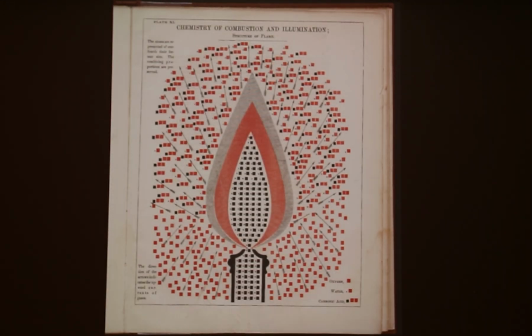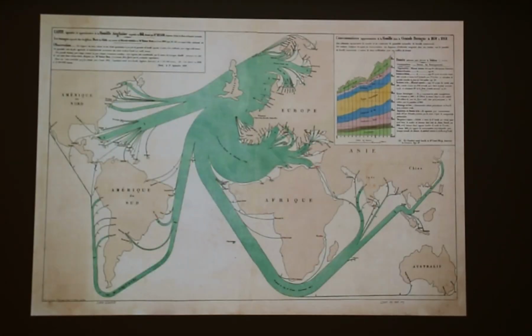There is this chemistry of combustion and illumination, and I'm trying to understand the structure of fire, the structure of a flame. It's even called the structure of flame. Or this map by Charles-Joseph Minard in 1866, showing coal export out of England, the resource coal, and it looks almost like an octopus going all over the world. So basically, with energy, environment becomes very much understood in terms of resources, as something that can be calculated and eventually managed as well.